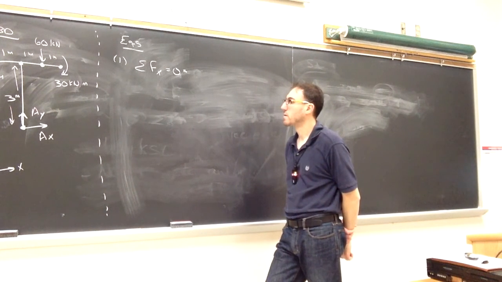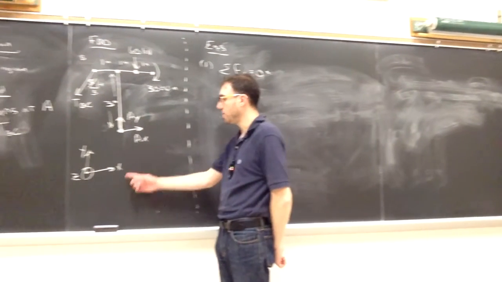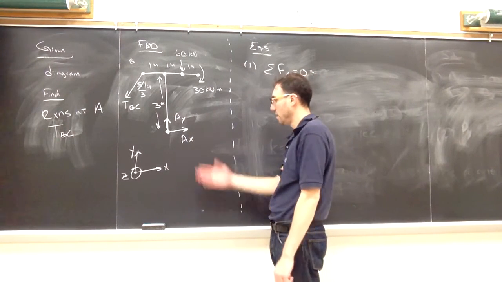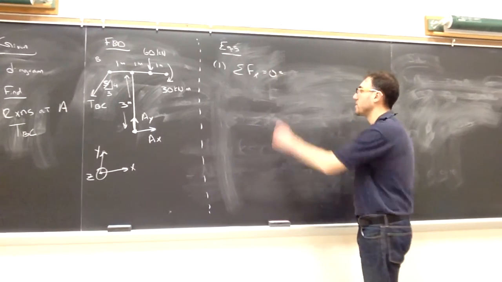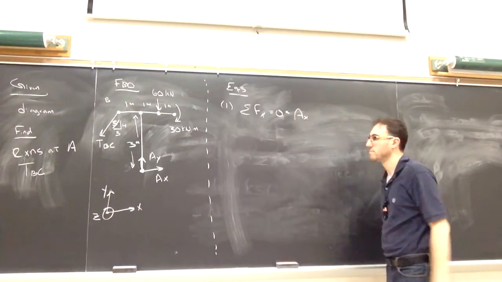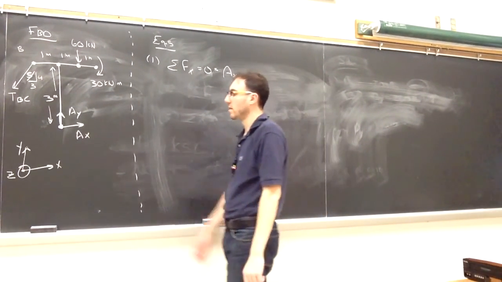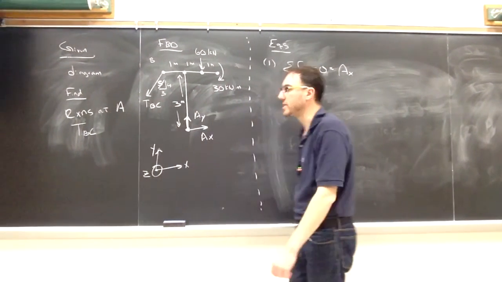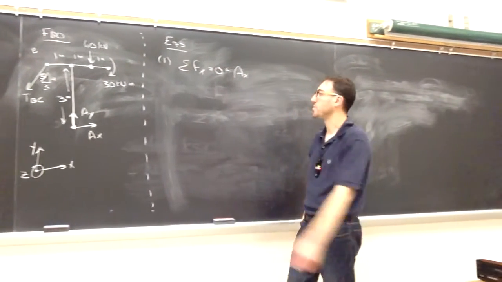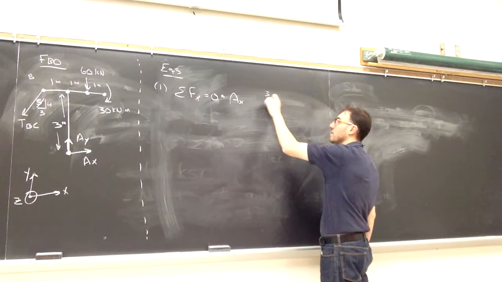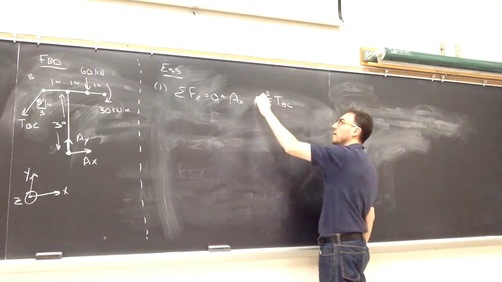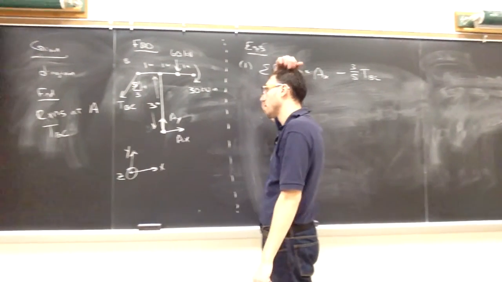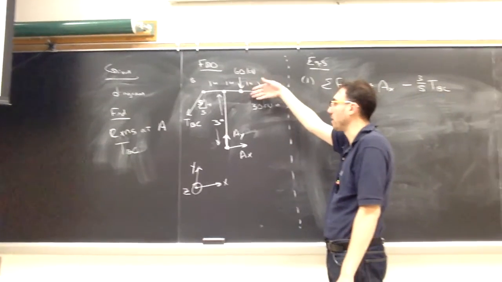All right, so based on the coordinate system that I chose, I want to see all of the forces that have components in the x direction. I have all of AX, which I said was pointing to the right. AY does not have anything in the x direction. I have my tension, TBC. A component of it is in the x direction, 3/5. And it points to the left, so it's going to be negative. My 60 kilonewtons is only in the y direction.